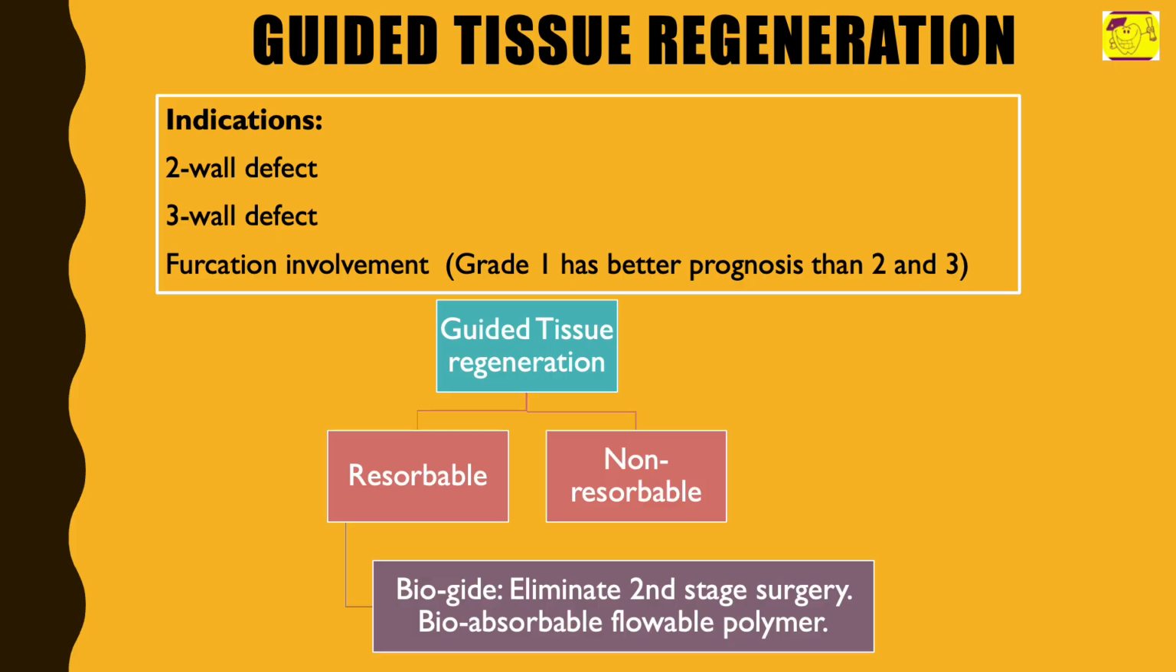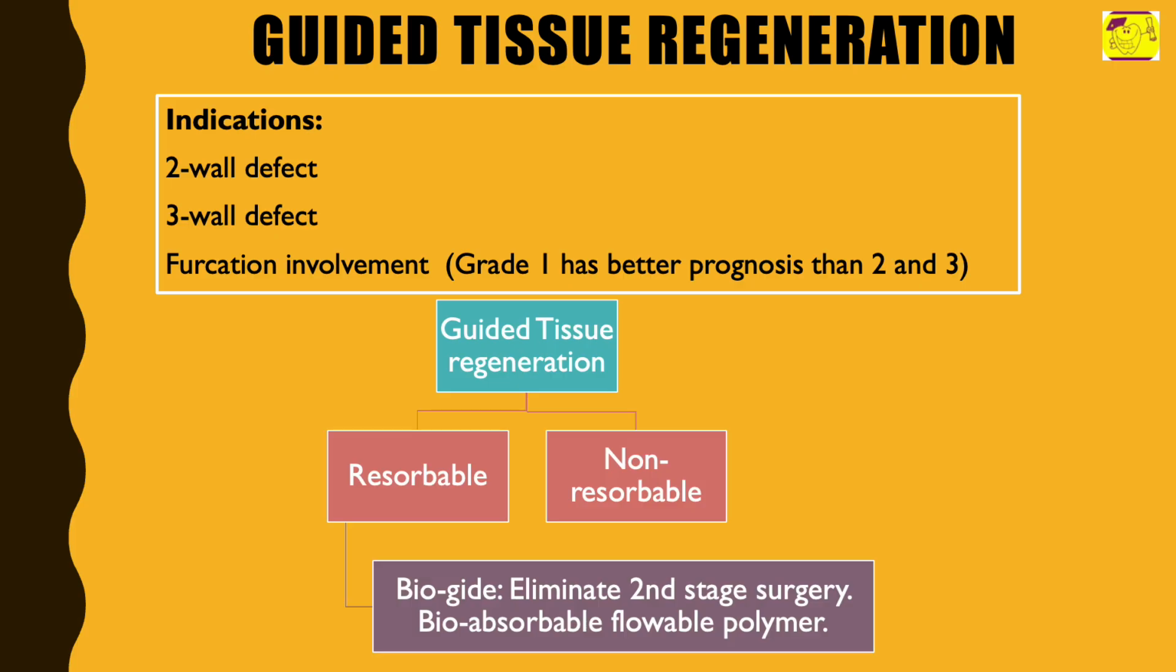So GTR essentially helps them to form a barrier to epithelial migration long before the completion of periodontal treatment. So this helps them to generate the various tissues of cementum, periodontal ligament, and bone, giving them a successful outcome. So let's see the indications of the use of GTR, which is 2-wall defect, 3-wall defect, and furcation involvement. And please note, grade 1 furcation tends to have a better prognosis than grade 2, and grade 2 has a better prognosis than grade 3.